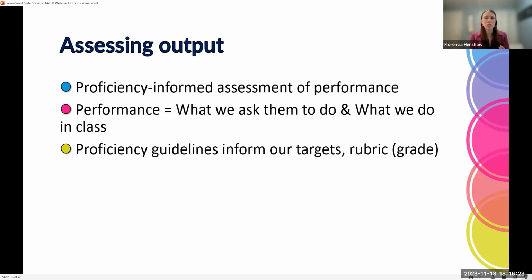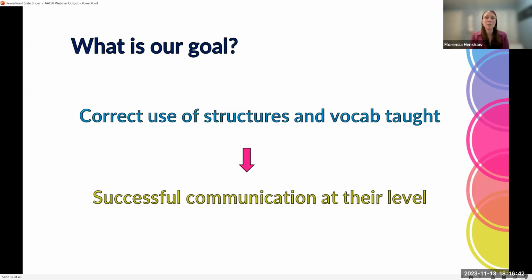So there's really no need to be saying, well, I do performance, I don't do proficiency. I do proficiency, I don't do performance. I think in every class, we are doing performance. Of course we are. How we grade them has to be coming from an informed place based on proficiency guidelines, based on these realistic expectations.